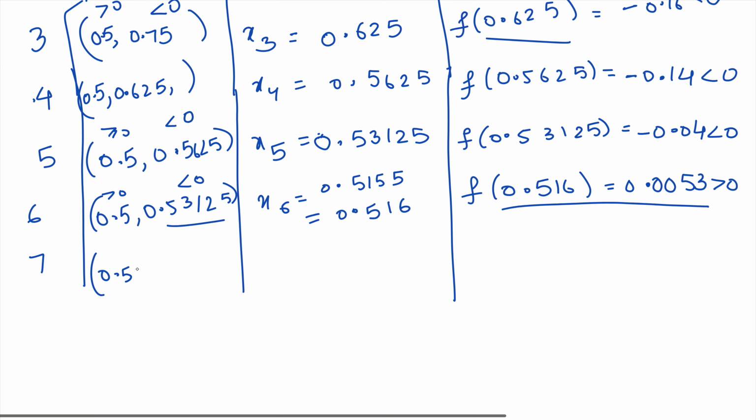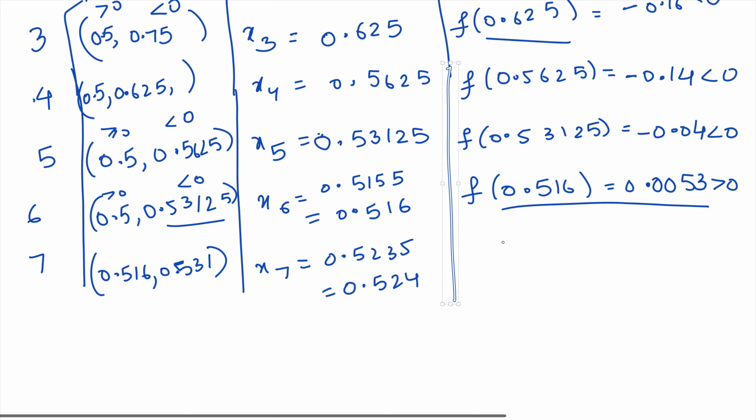So 0.516 comma 0.531. I'm just taking 3 decimals. Now what is x7? So 0.516 plus 0.531 divided by 2. So this is 0.5235, but since we are rounding to 3 decimals, it's nothing but 0.524. Let's stick to that. So f of 0.524 gives us minus 0.01, which is less than 0.